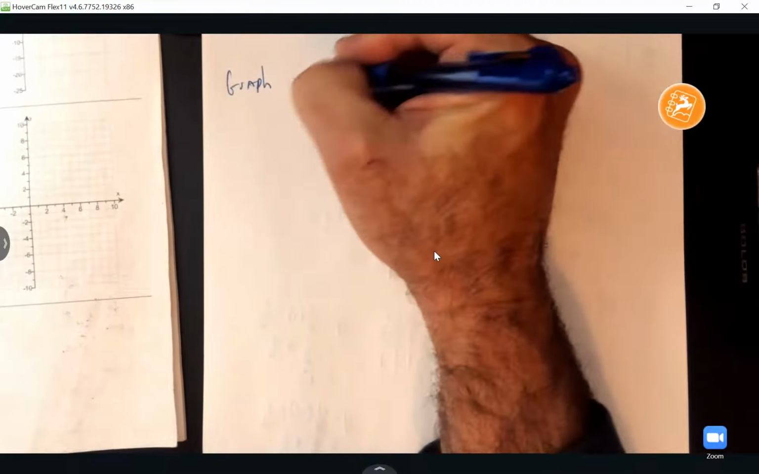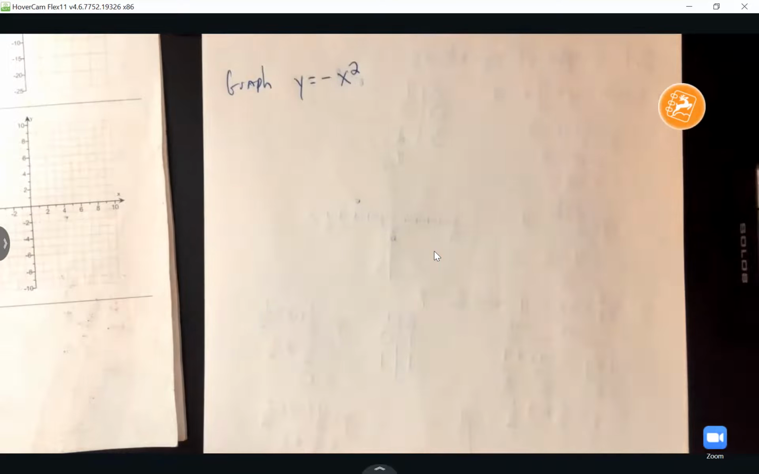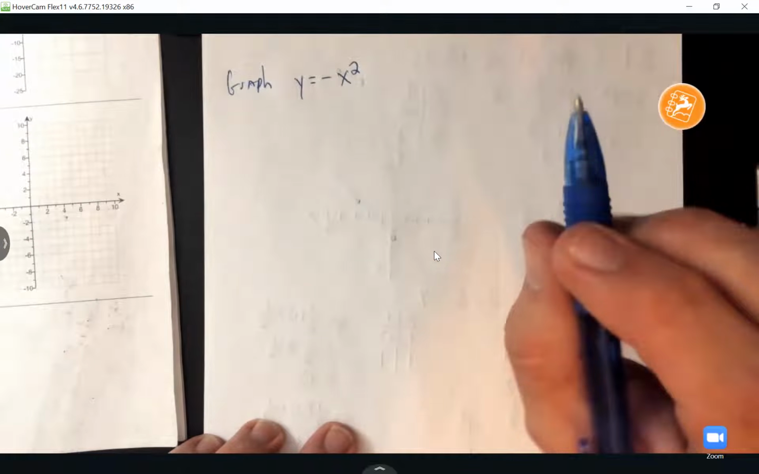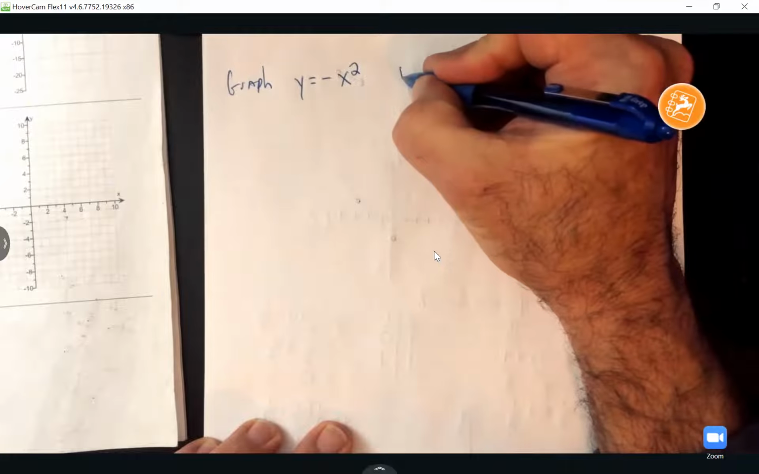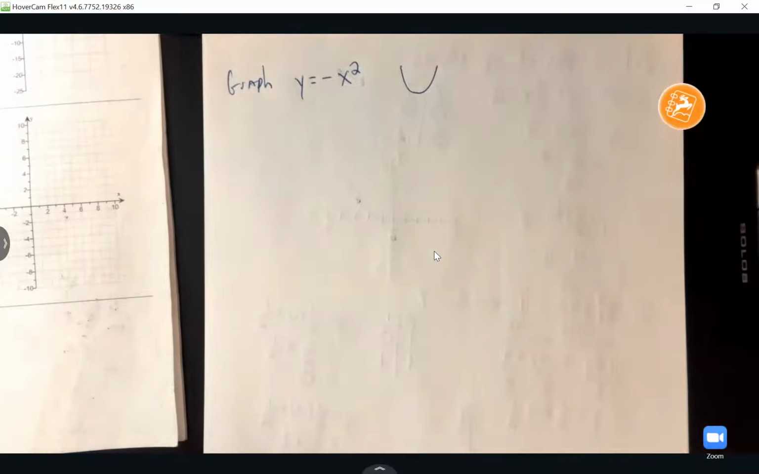We're going to graph y equals negative x squared. So x squared graphs look like parabolas. A parabola is going to be a U-shaped graph, okay?